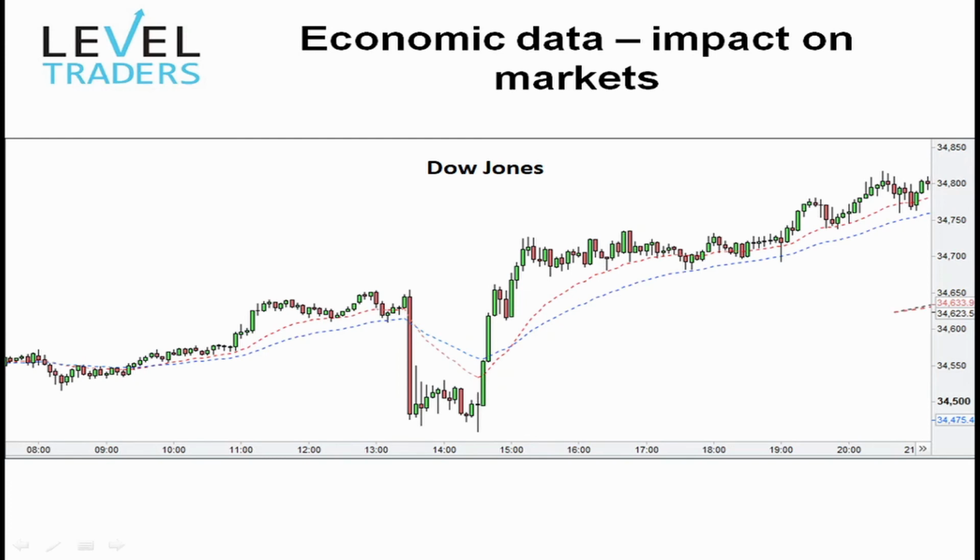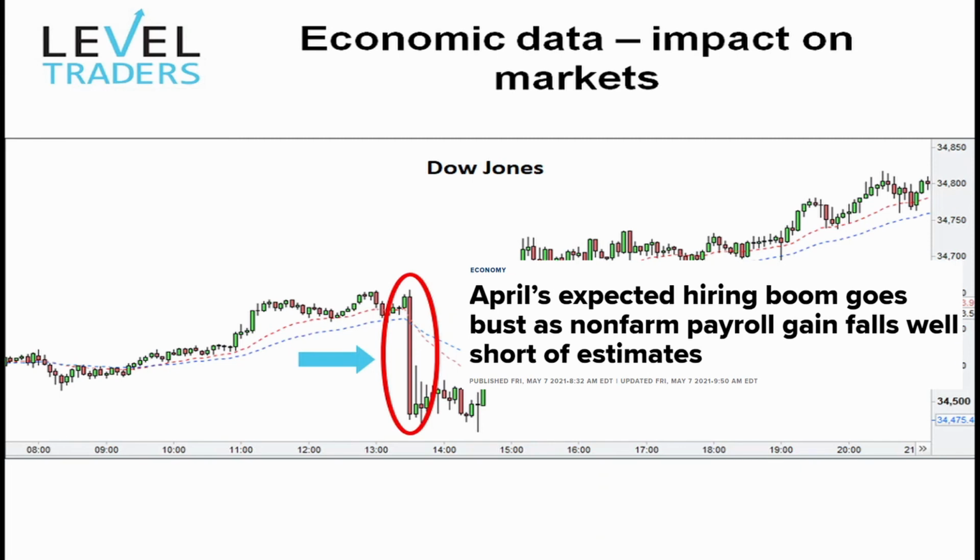I mentioned the non-farm payrolls report, which comes out once a month in the US. I've got here a 5-minute chart of the Dow Jones on the 7th of May. At precisely 1:30 UK time, look what happens to the Dow Jones. The Dow Jones falls sharply following the release of the non-farm payrolls report. A weaker than expected jobs report is what led the Dow Jones to sell off. Fewer jobs created hits market sentiment as it suggests the economy is not recovering as quickly as analysts and investors expect. This shows how the market reacts to economic data.